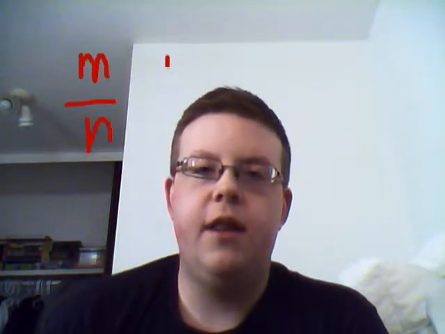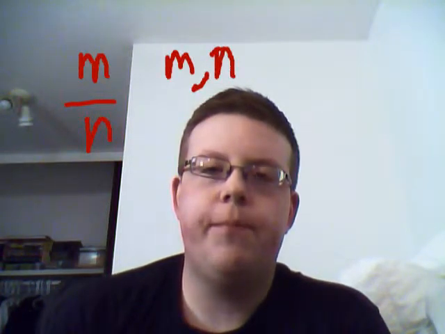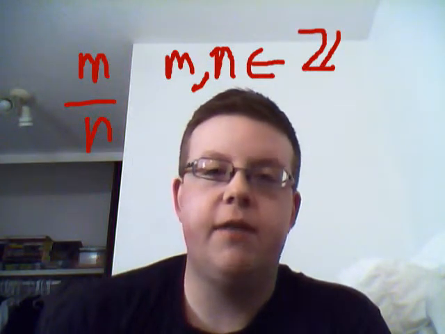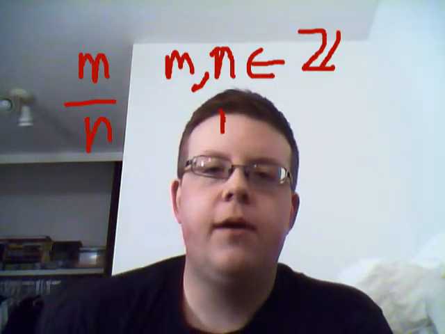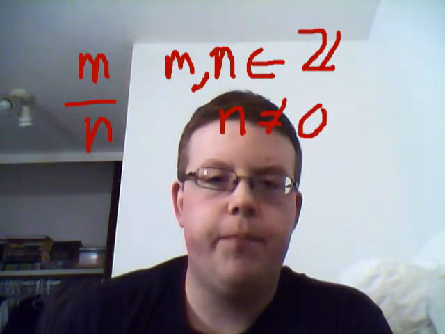I suppose where I should start is, what does it mean for a number to be irrational? Well, we can consider a rational number to be any number that we can display in this form, m over n. Okay, so what this is saying is that m and n come from the set of integers, and n can't equal 0, or else we have a problem.